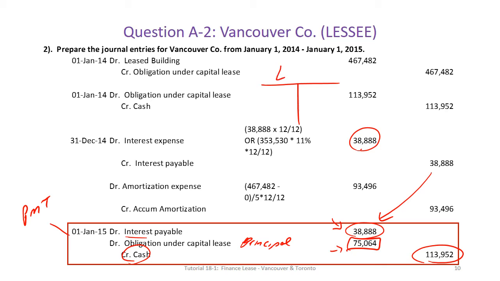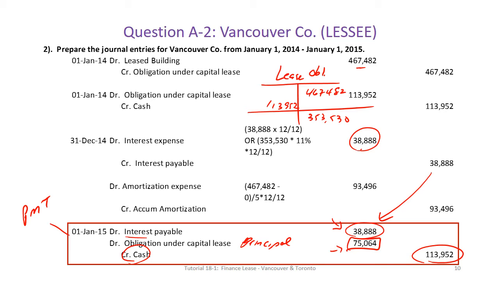lease obligation account, lease obligation that had $467,482 less the principal payment of $113,952, giving you a balance of $353,530. So it is suggested that you maintain a T account for the lease obligation, but you don't need to do an amortization schedule.